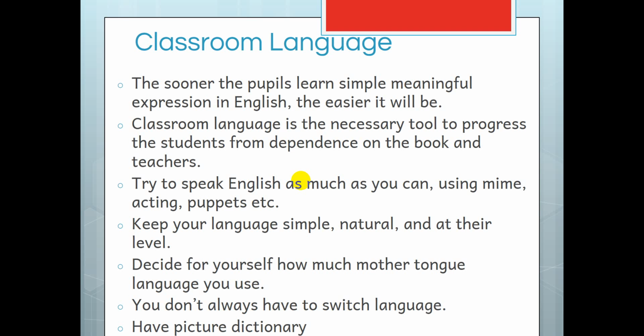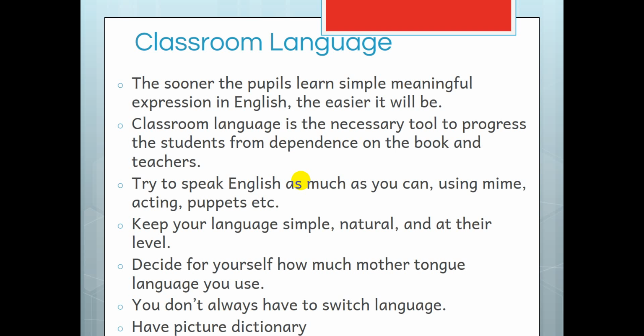But we have to decide how much mother tongue we should use. For certain situations, of course, we have to use the mother tongue, in this case the Indonesian language. But if you can introduce English at first, it will be better. So when you introduce the lesson, use English first so that they know the English form. Later on, you can use Indonesian.